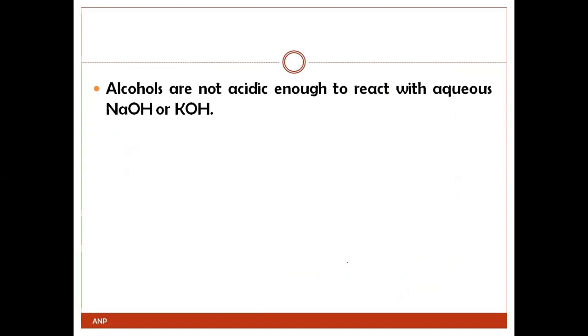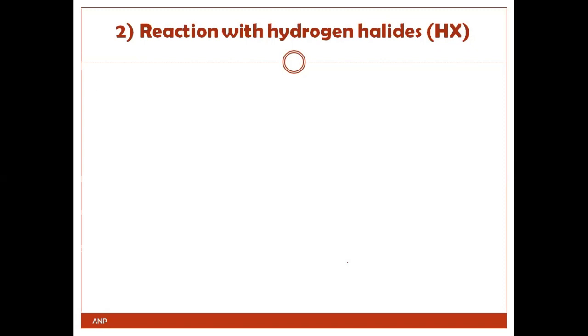Alcohols are not acidic enough to react with aqueous NaOH or KOH. Means ROH plus NaOH, no reaction. Next reaction is reaction with hydrogen halide, that is HX. What is HX? HX means HCl, HBr or HI.